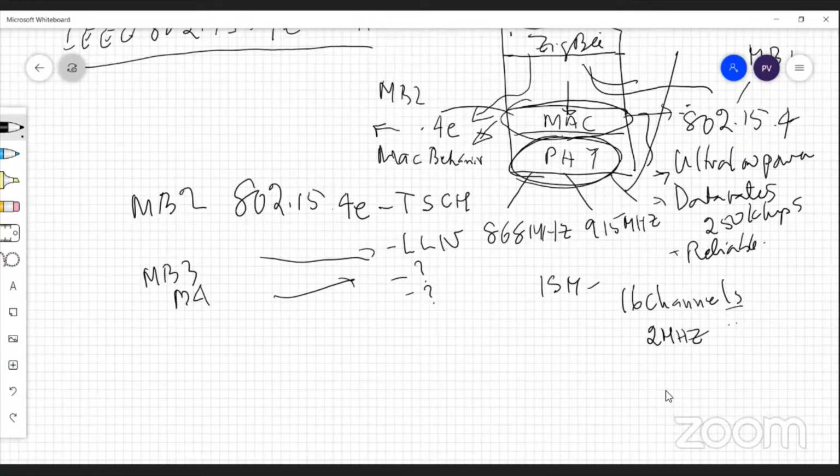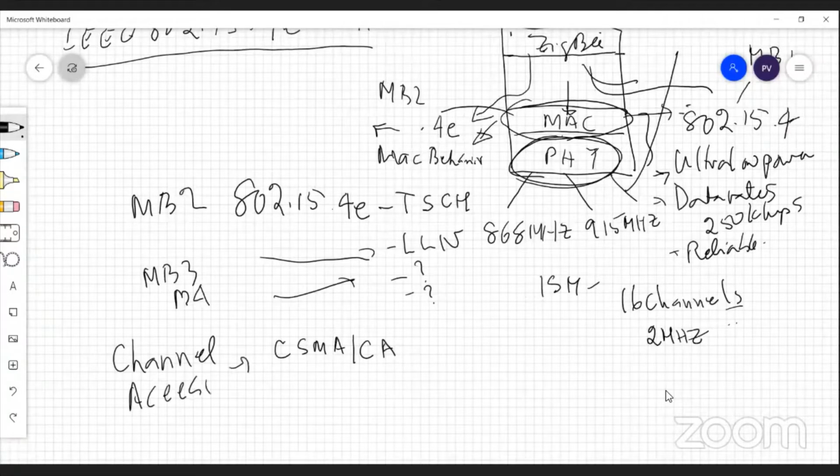See, this particular MAC actually can operate in two ways. One is it can operate in CSMA-CA. This is channel access. I'm now switching to channel access. Channel access can be CSMA-CA, or it can be time slotted, or what is known as beacon enabled. I won't even call it time slotted, I'll simply call it beacon enabled to begin with.